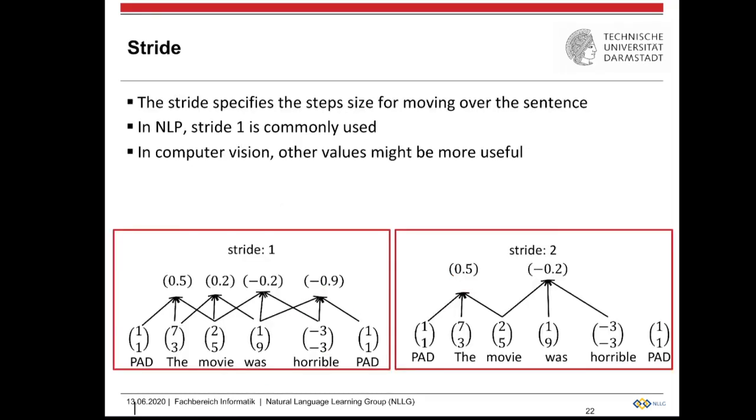Now let's have a look at the stride. Stride specifies the step size for moving over the sentence. For example, if we consider stride as 1, there are 4 convolved features on the top layer, which means we have 4 convolutional operations. Then let's look at 2 convolutional operations here: the starting positions of these successive operations are shifted by 1. If we consider the stride as 2, the start positions of 2 convolutional operations are shifted by 2.